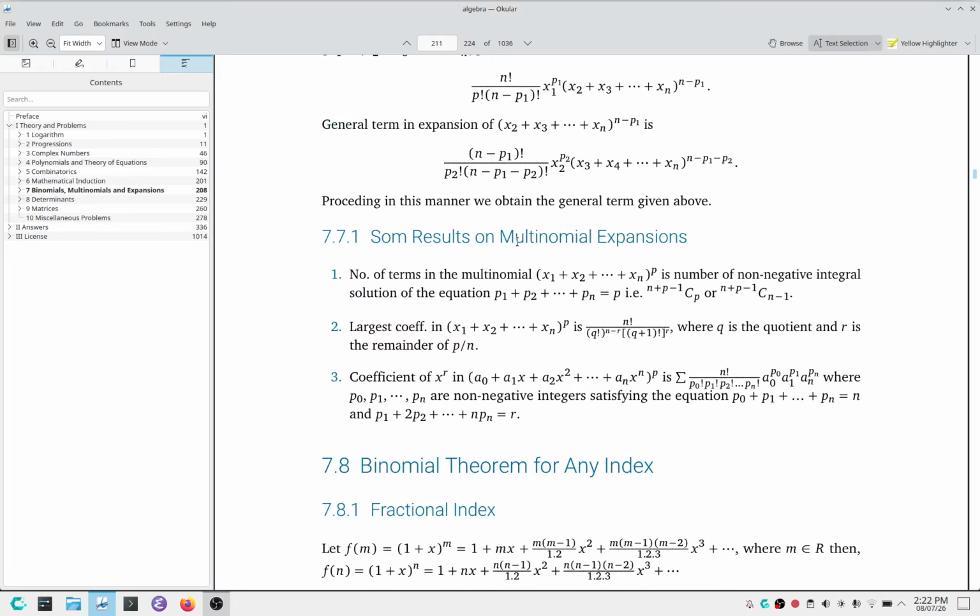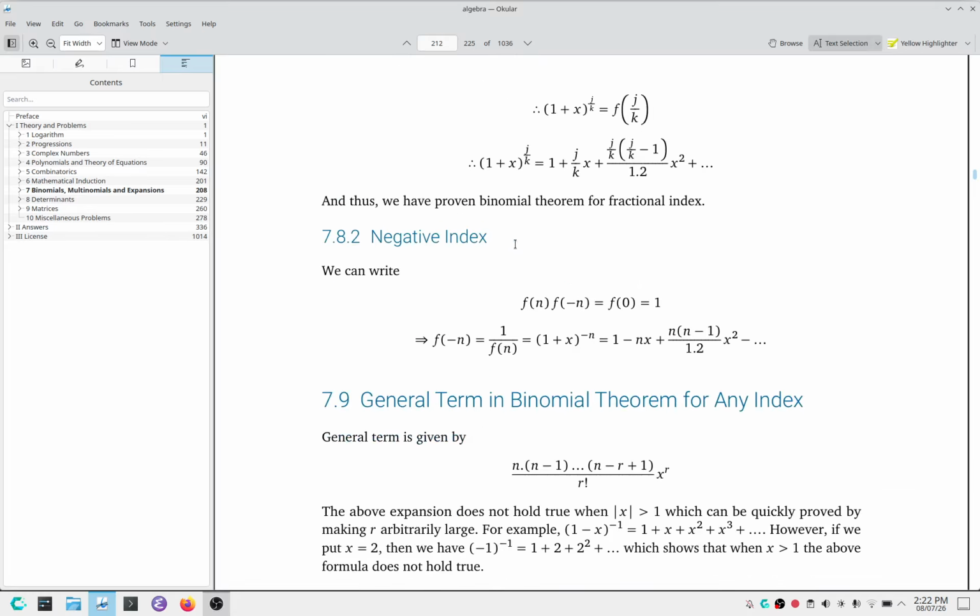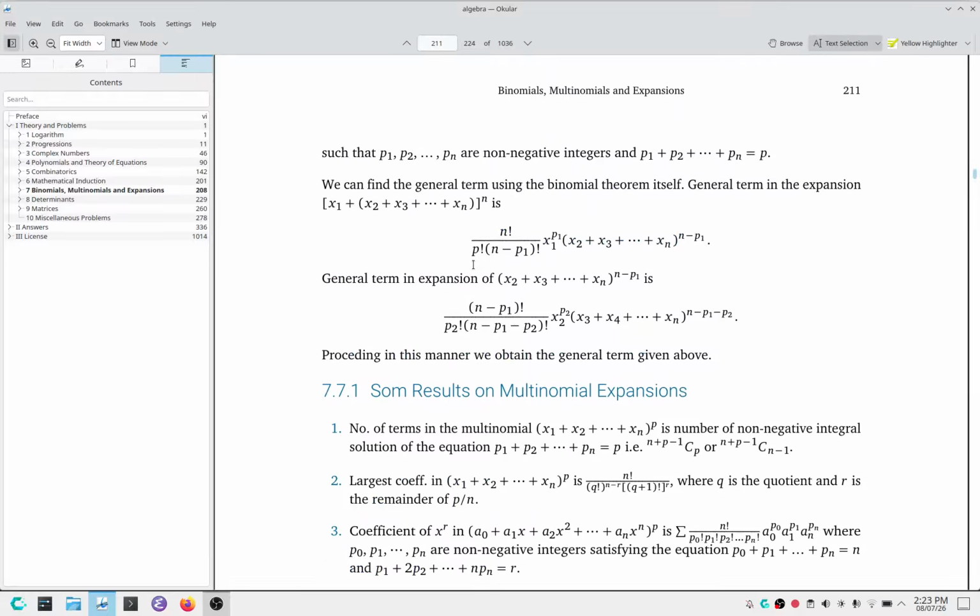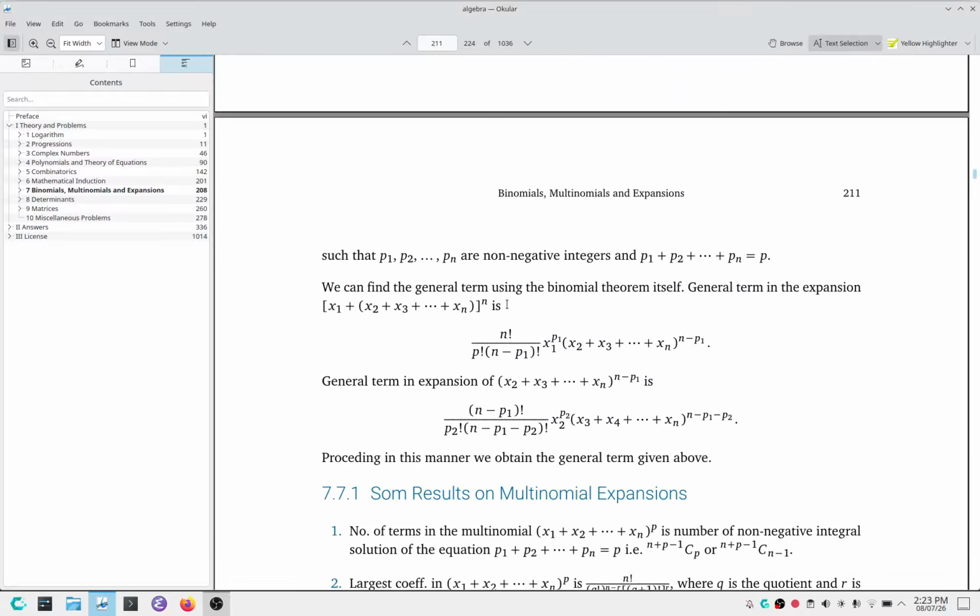So I think we should stop here. Let me see how much is there. We can finish this today, but it will be best if we cover it tomorrow, because you have to give a lot of thought to these calculations.